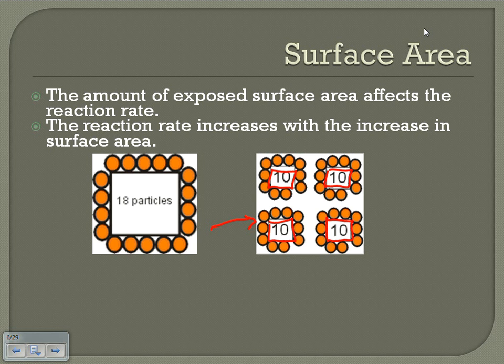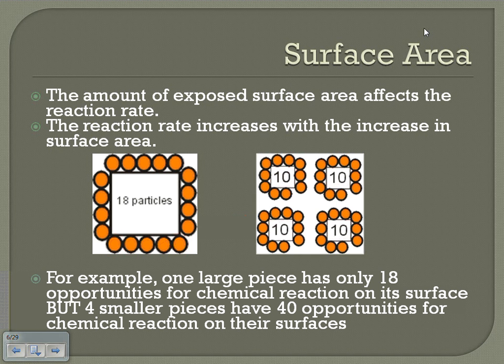If I mash something up into smaller particles, I actually increase the surface area, which will increase the rate of the reaction. In my first diagram here, I only really have 18 of these particles around my square, whereas in my second diagram, I have 40 little circles around each square. If I can get molecules to touch and collide, then my surface area is increased, and that increases the rate of the reaction. Here's just a further explanation of my picture. One large piece has only 18 opportunities for chemical reactions to occur, but 4 smaller pieces have 40 opportunities for that same reaction to occur.